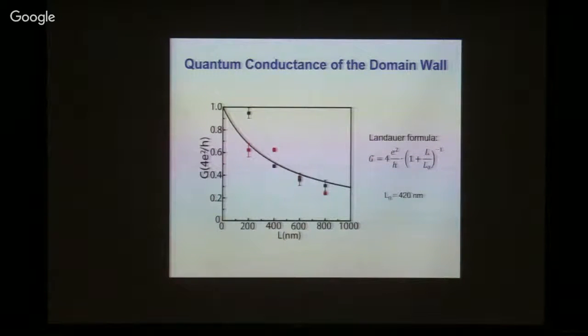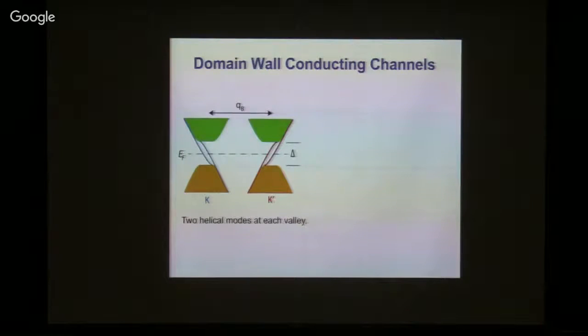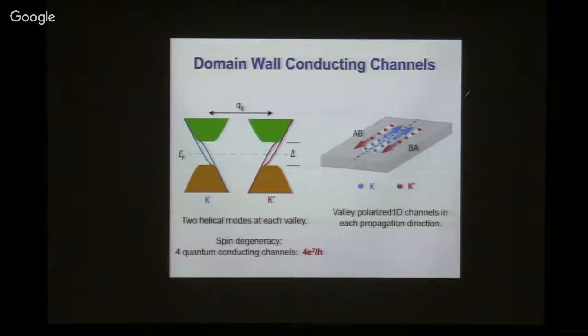And this observation is really consistent with theoretical predictions, where it was predicted that in bilayer graphene, in each valley, you should have 2 helical modes. And each mode is also spin degenerate. So there should be really 4 conducting channels. So along this domain wall, basically, there should be 4 conducting channels moving forward that live in only a single K valley. And that basically gives us the kind of conductance that we measure.